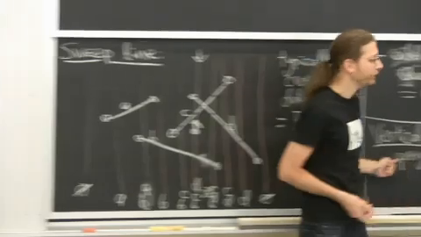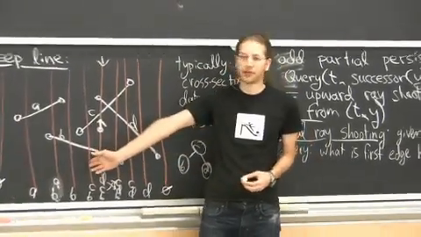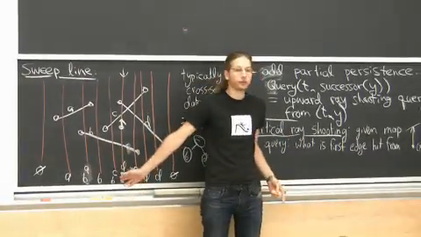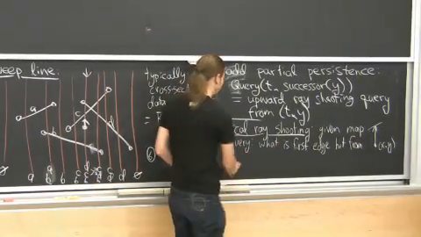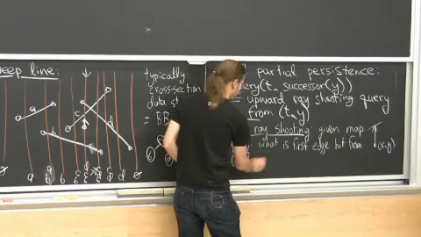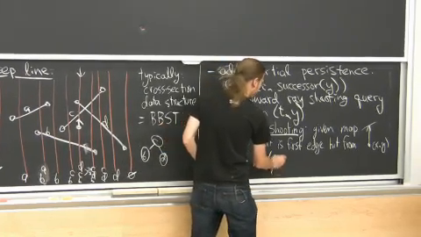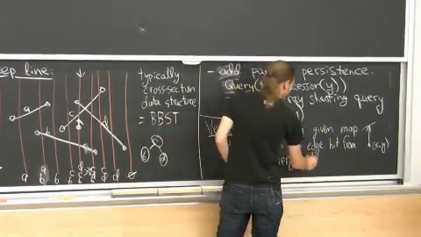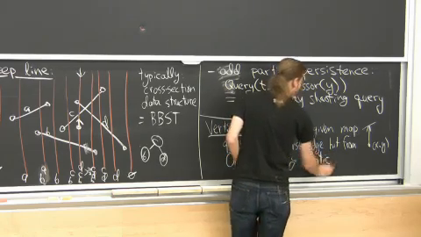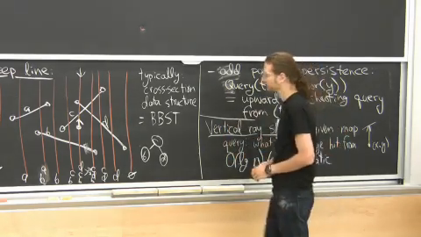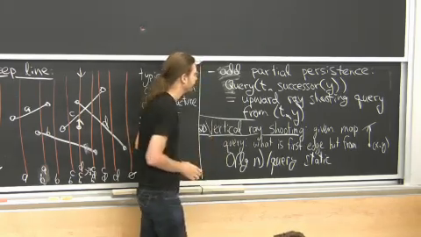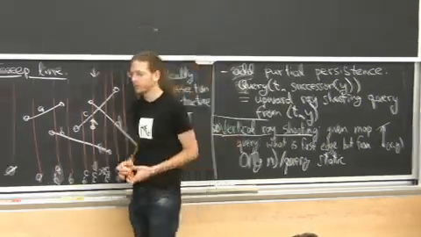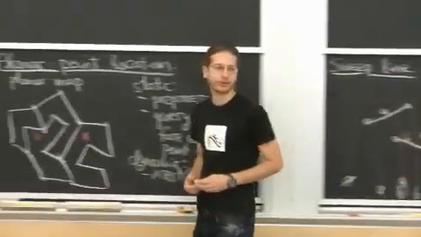Then to answer a vertical ray shooting query, we just go back in time to time t, do a successor query, which takes log n time, and then we get the answer to this. So we can do this in log n per query, static. This is all two-dimensional. I should probably say that. You can generalize, but questions? This is actually really easy.